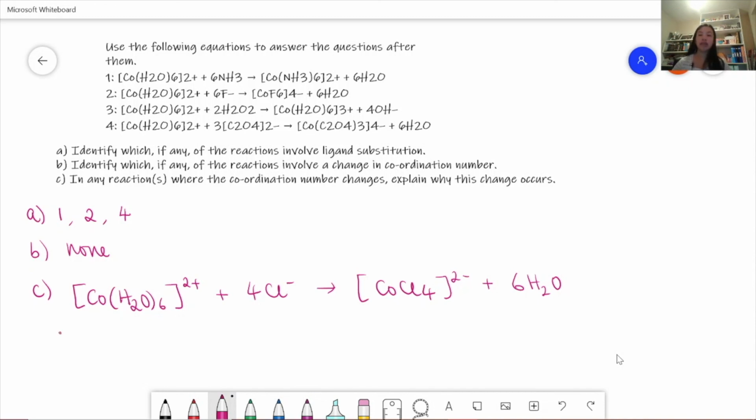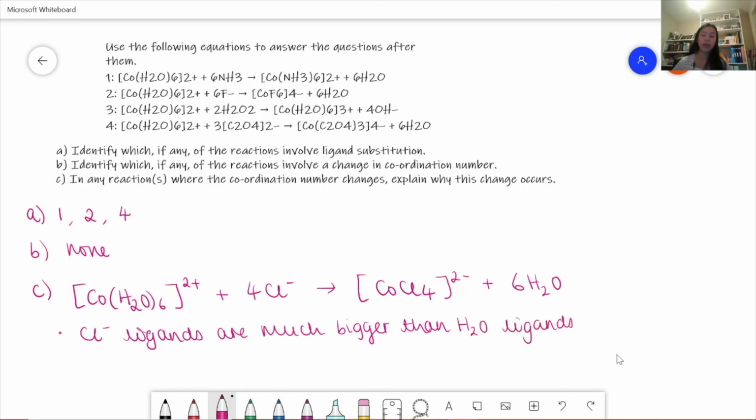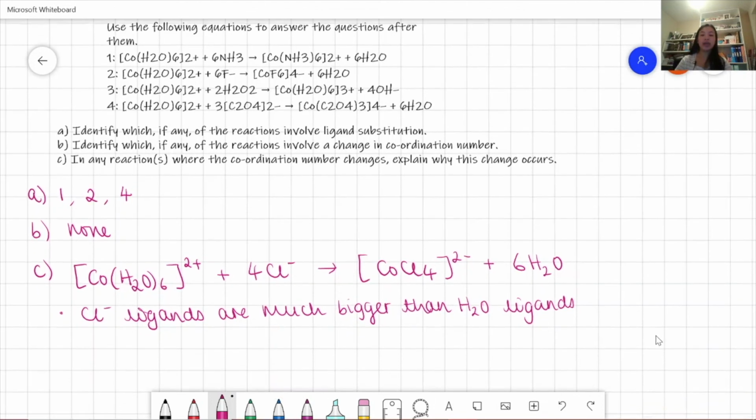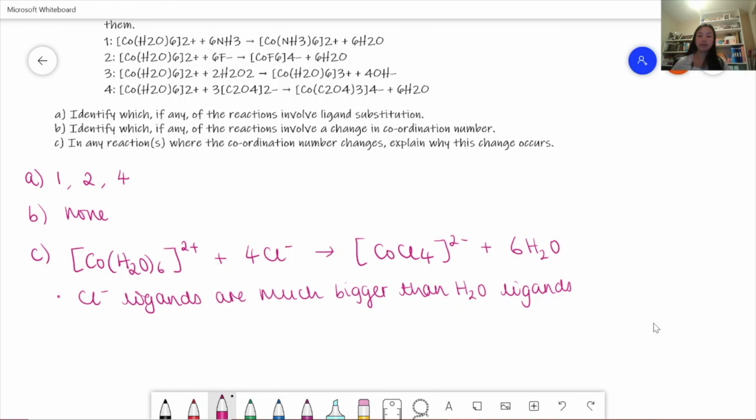However, because the chloride ions are a lot bigger, so Cl minus ligands are much bigger than H2O ligands, even though they are also monodentate, that means that we can't fit as many of them around the cobalt. So we can't fit as many Cl minus ligands around the Co2+, and that means that we can only form 4 coordinate bonds.